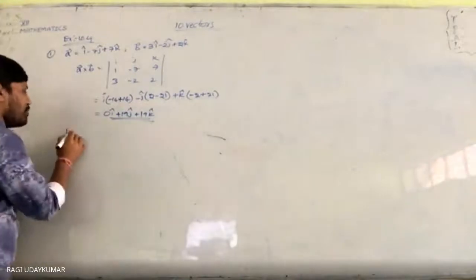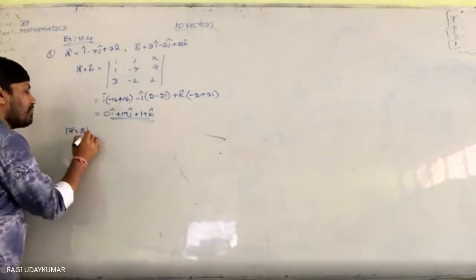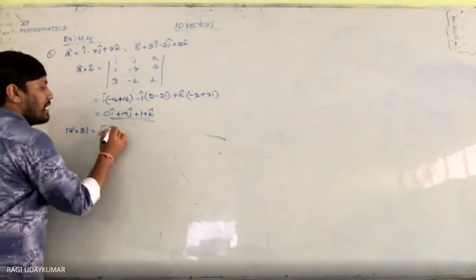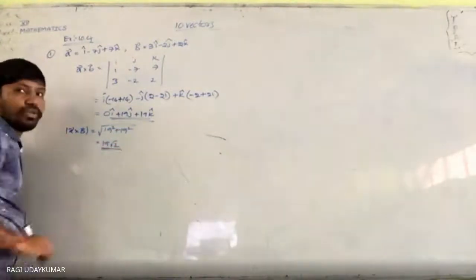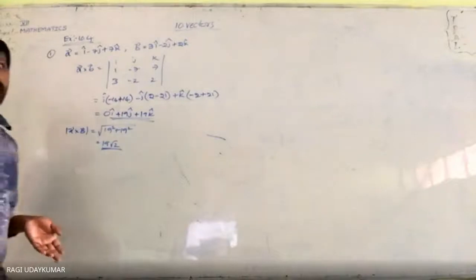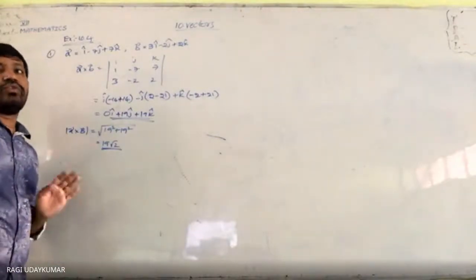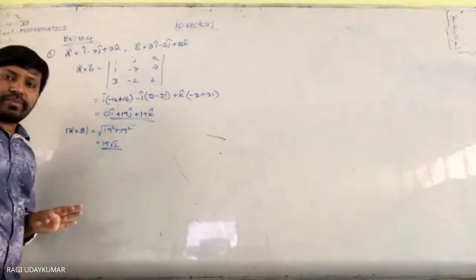But what does the question ask? The magnitude of this vector. So square root of 19 square plus 19 square, which equals 19 root 2. 19 root 2 units. Okay.